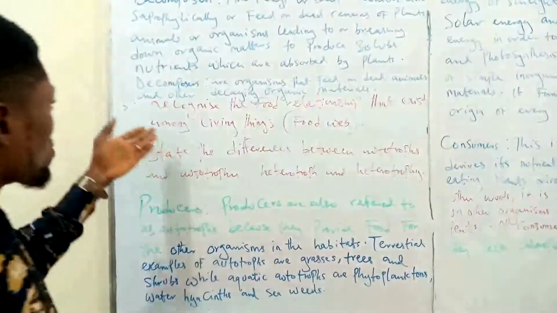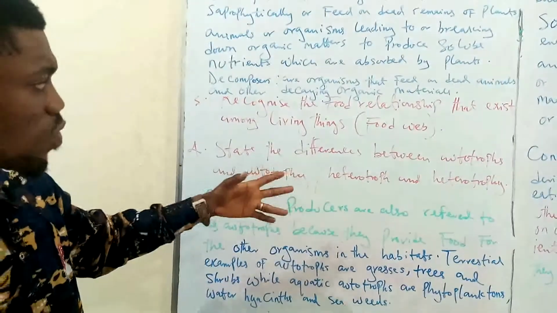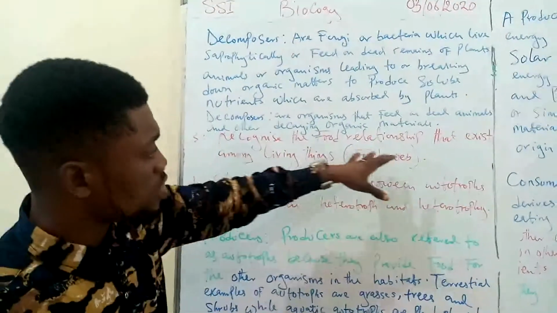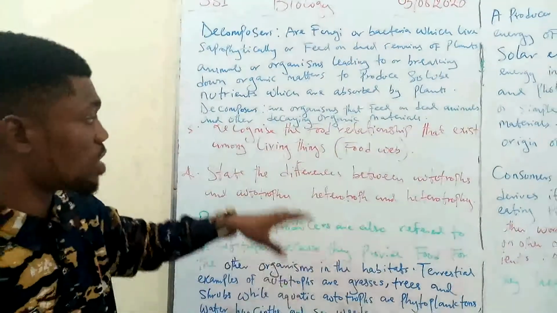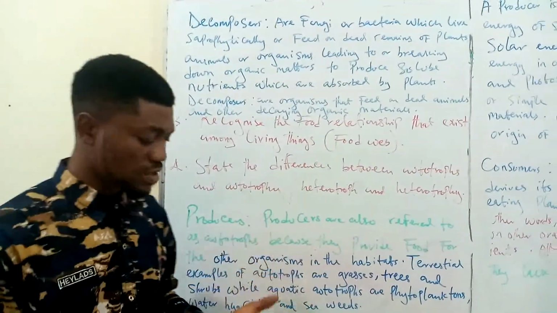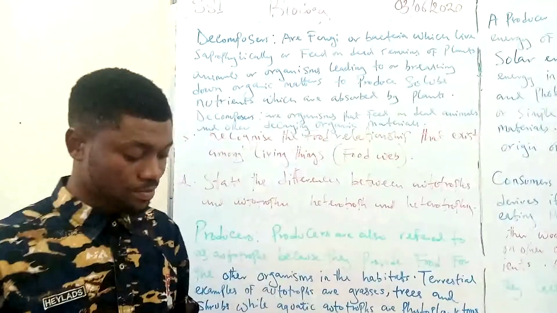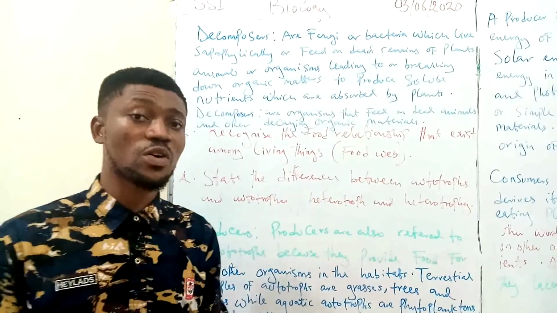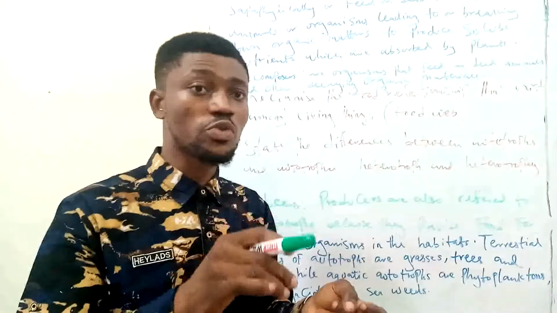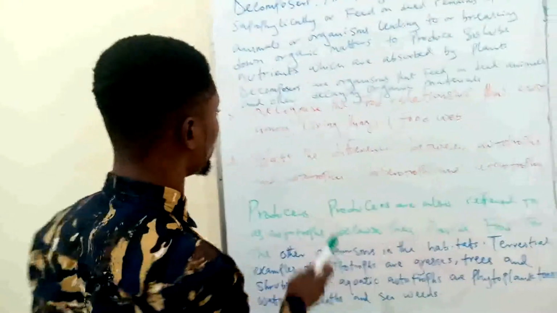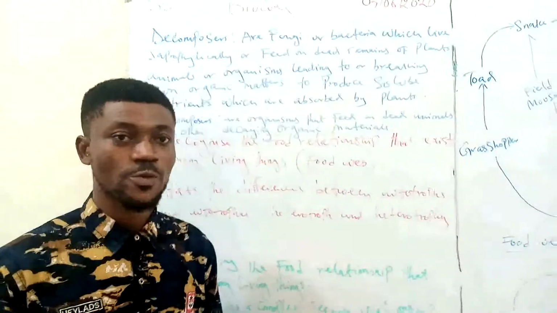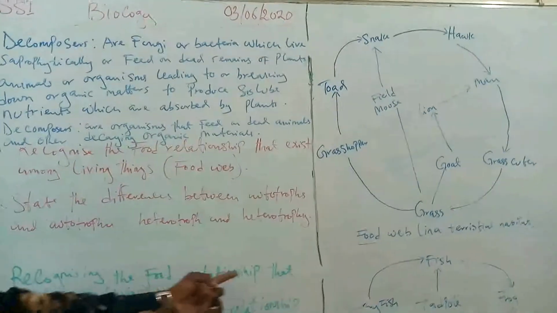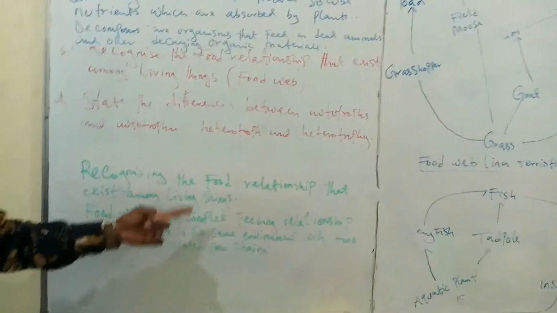So, to recognize the relationship has to do with organisms, as we say, plants and animals. In this relationship that exists among living things, living things are either plants or animals. This means the food web, where plants produce their own food, and animals now depend on this food produced by the plants. Let me show you a diagram. This is the best diagram to explain the relationship that exists among living things.